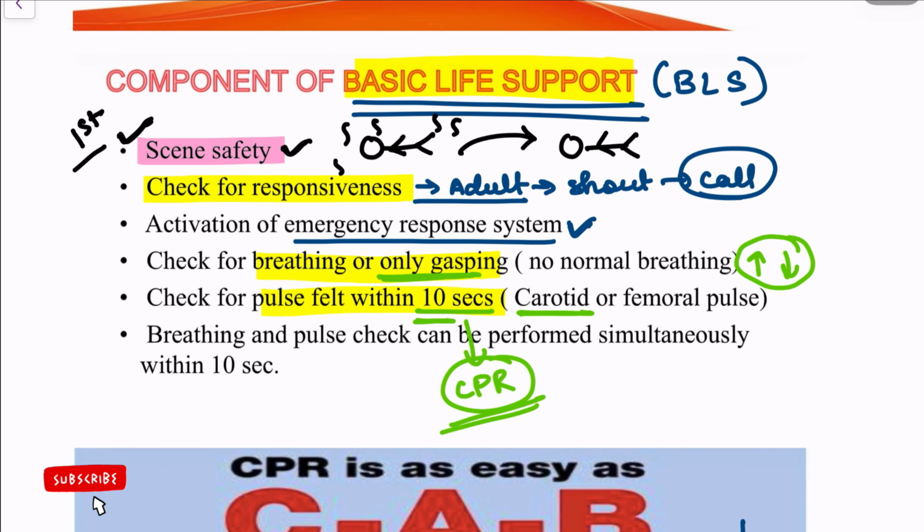I will repeat this for you. Number 1 is the scene safety. Number 2 is the check for responsiveness. Number 3 is the activation of the emergency response system. Call the ambulance, ask for the AED machine, and ask a rescuer to help you. Then check for the breathing and check for the pulse. If the breathing and pulse are absent, start the CPR immediately. This is the component of BLS, that is basic life support.